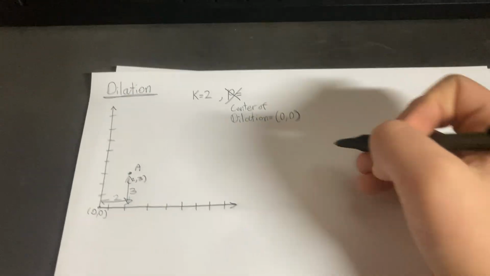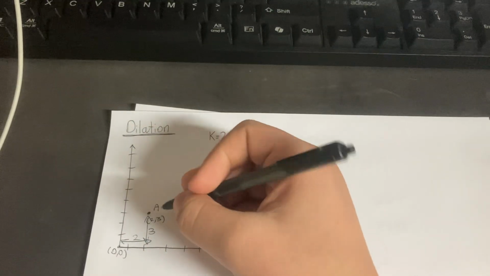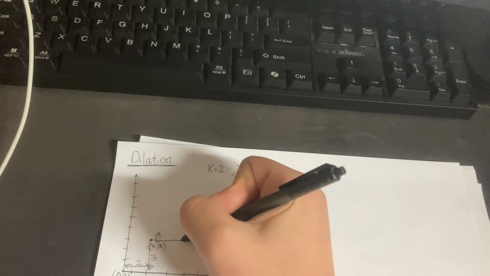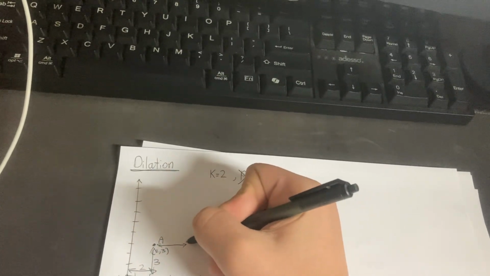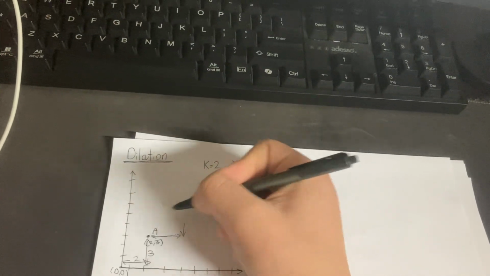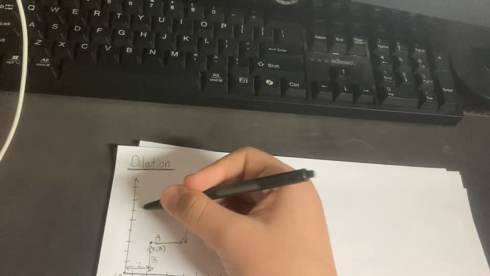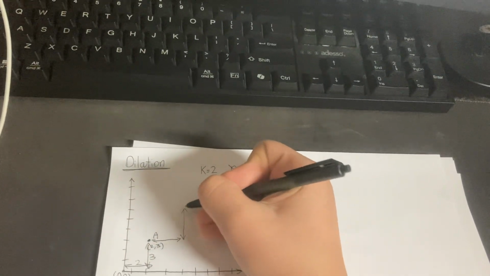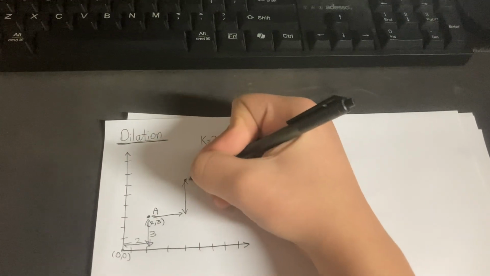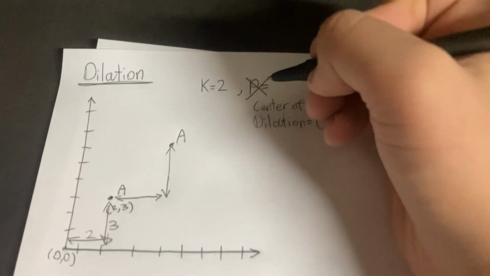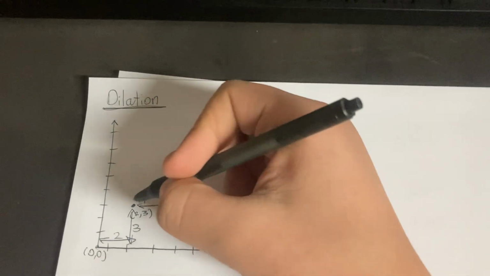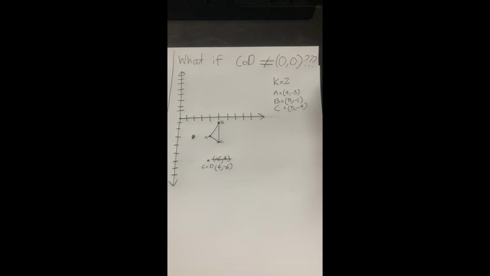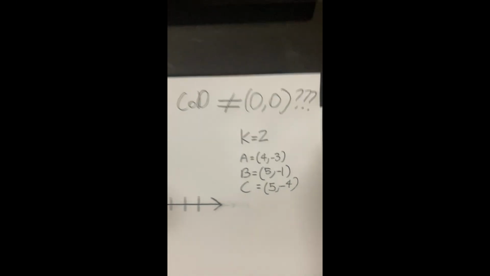In order to dilate this by k equals 2, we would need to, again, go 2 to the right, which would be around here, and then we need to go 3 up, which is 1, 2, 3, 4, 5, 6, yep. So now we have a new point. This wouldn't be called A, it would be called A prime to show the difference between the pre-image and now the image. Now, what if the center of dilation does not equal 0, 0?